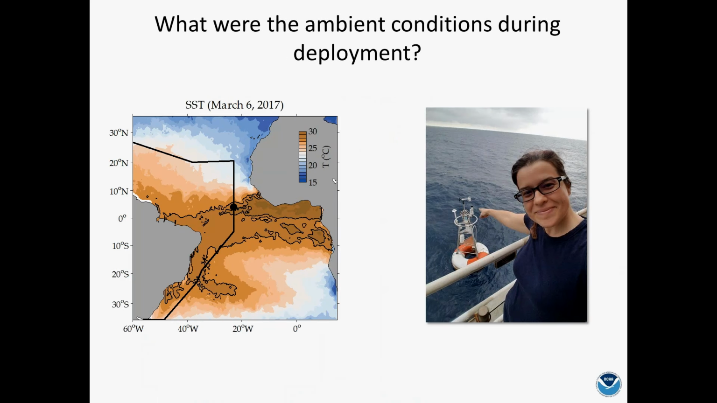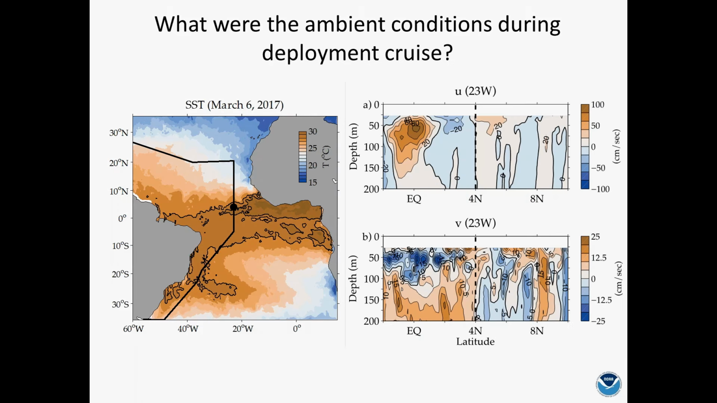Okay, so what were the ambient conditions when we deployed? There's the mooring, and here it is on a map. Our cruise started down here in Montevideo and came up, and we did this 23 west transect, and then headed back to Charleston. And the mooring was deployed here in a time when it's seasonally warm, and it was warmer than average, on March 6th.